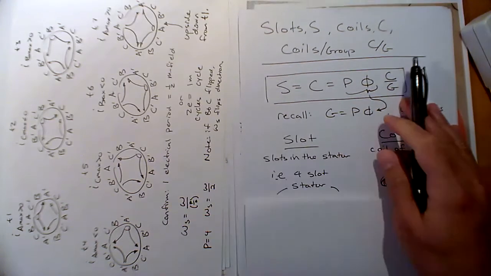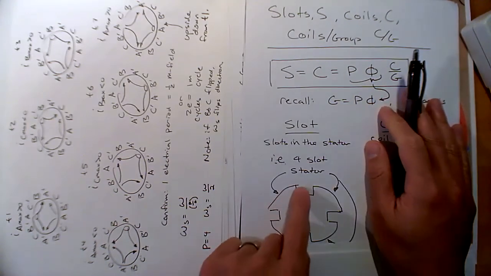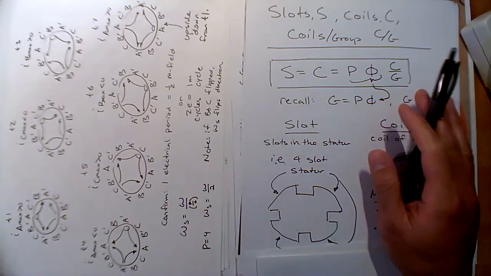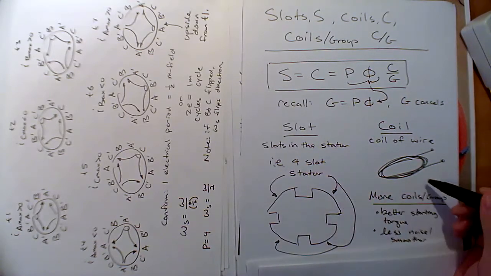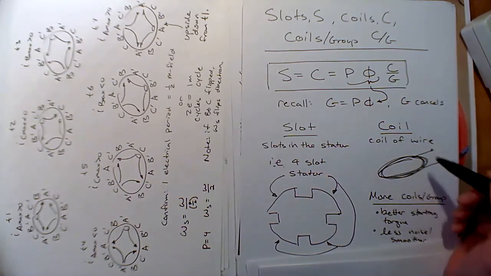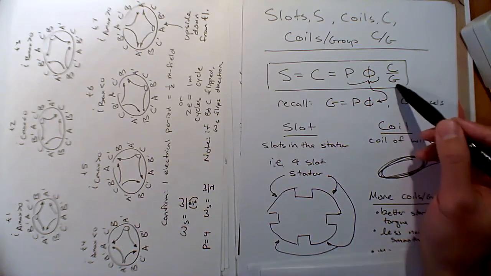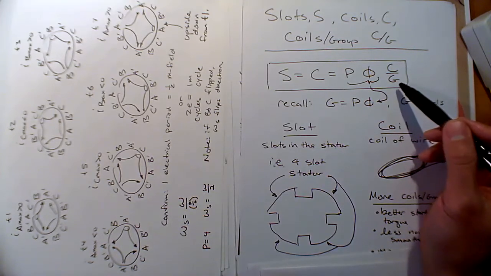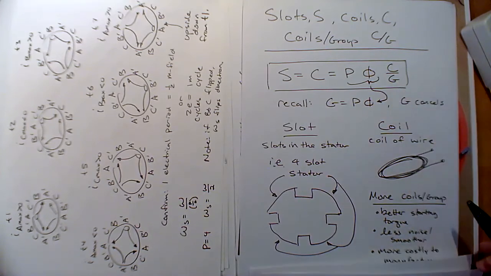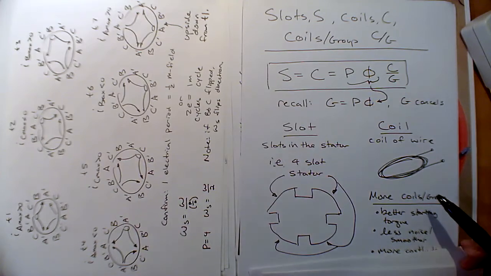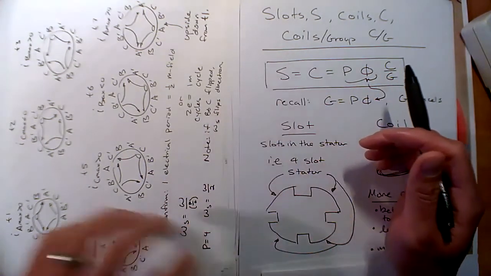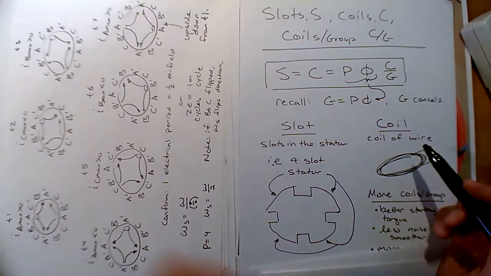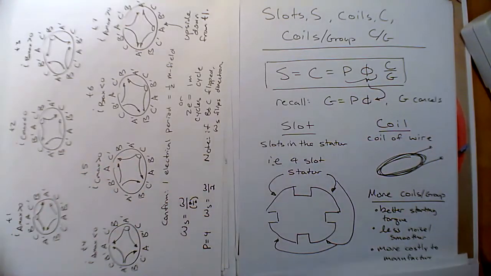Okay, so what is a slot? A slot is literally like a slot in the stator, okay? Right here you got 4 slots, right? What about here? You have a coil, literally a coil of wire, right? Now, what is a coil per group? Okay, it'll be a little bit more clear later, but a coil per group is just how many coils you have in one of those kind of chunks, right? And you can have more than one coil per group. And like I said, we'll see later.